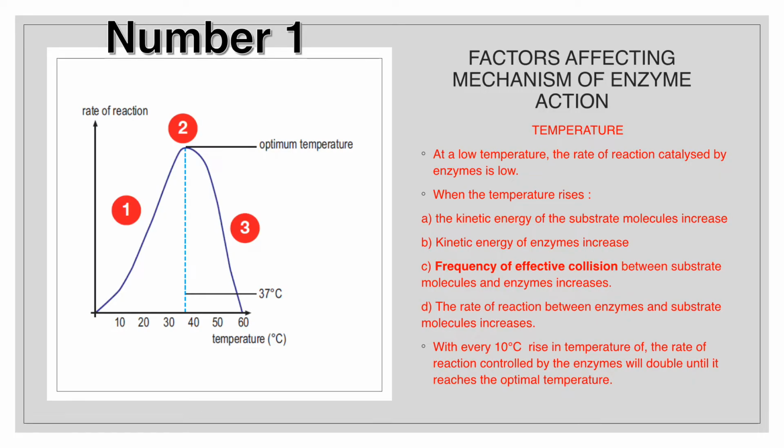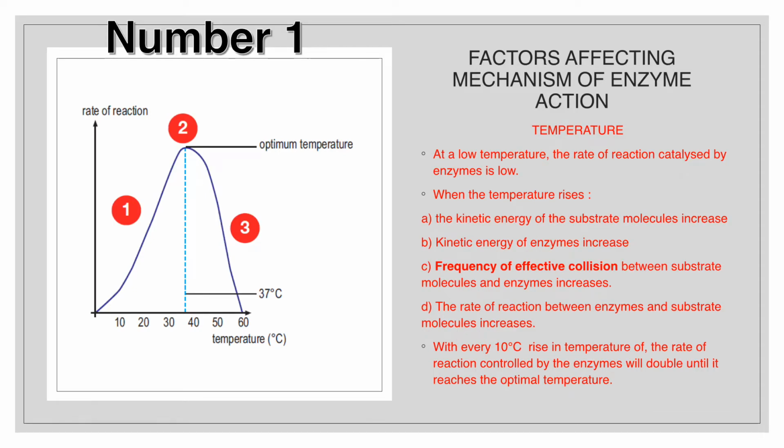Now, we are going into the first factor, that is temperature: how temperature affects the mechanism of enzyme action. Look at the graph. When we want to read the graph, we have to check the x-axis as well as the y-axis. So for this graph, the x-axis represents temperature. The y-axis represents rate of reaction.